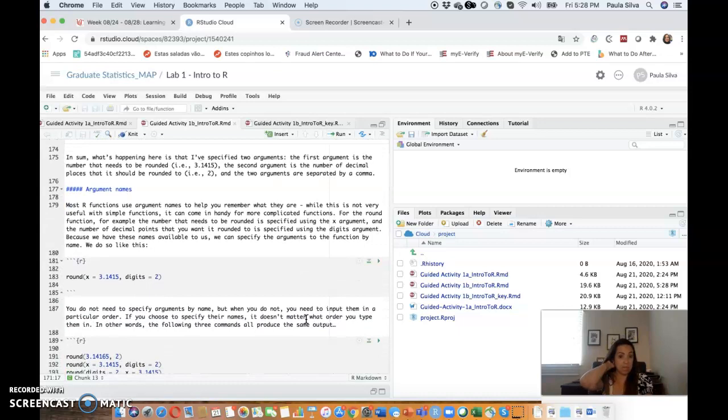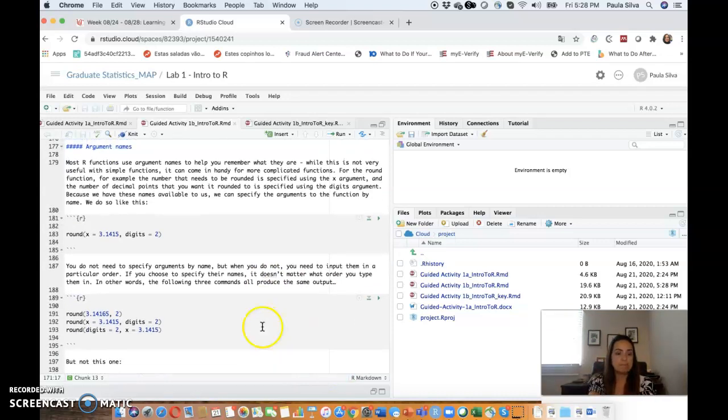In sum, what's happening here is that I've specified two arguments. The first argument is the number that needs to be rounded, and the second argument is the number of decimal places that it should be rounded to. 0 is the default, but you can have 1 or 2 or 3 or 4. And the arguments are separated by a comma. So every time you have multiple inputs to the function, or multiple arguments, we're going to separate them with a comma.